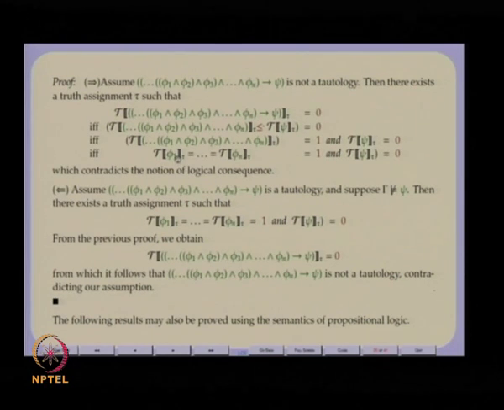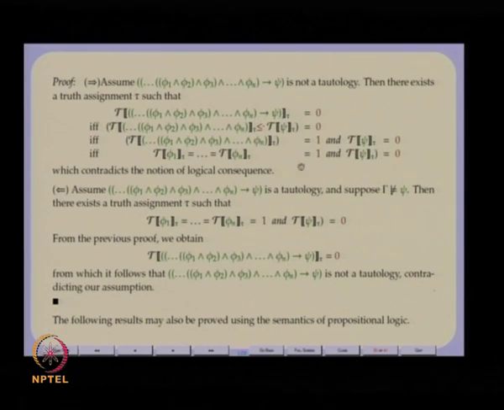Which means that this is possible only under the semantics of AND, which is a dot, and if this conjunction is equal to 1, then every individual in this conjunction should also be equal to 1, right? And this, I am sorry, this right bracket should not be there. This tau of psi tau should be equal to 0, right?